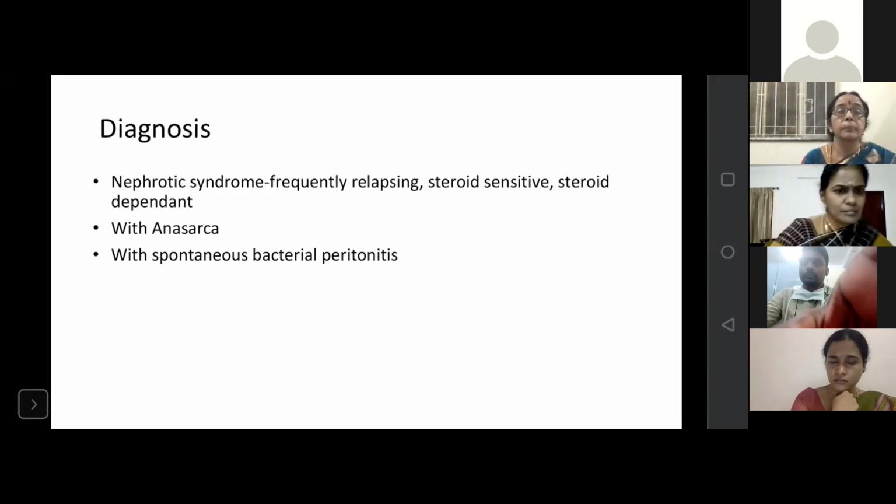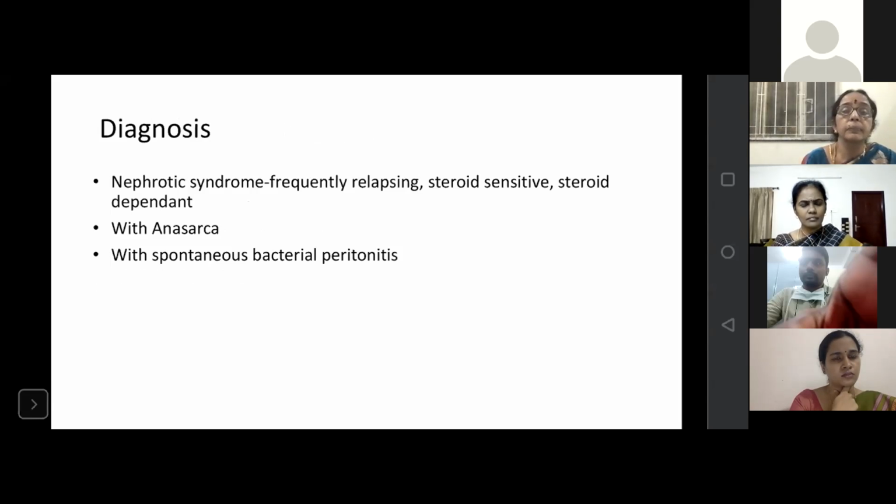So my provisional diagnosis in this case will be probable nephrotic syndrome, which is frequently relapsing, sensitive to steroids but dependent on steroids, with anasarca and spontaneous bacterial peritonitis this time.